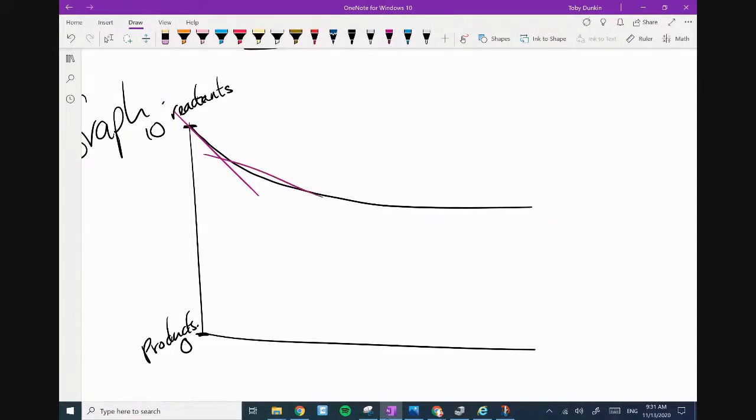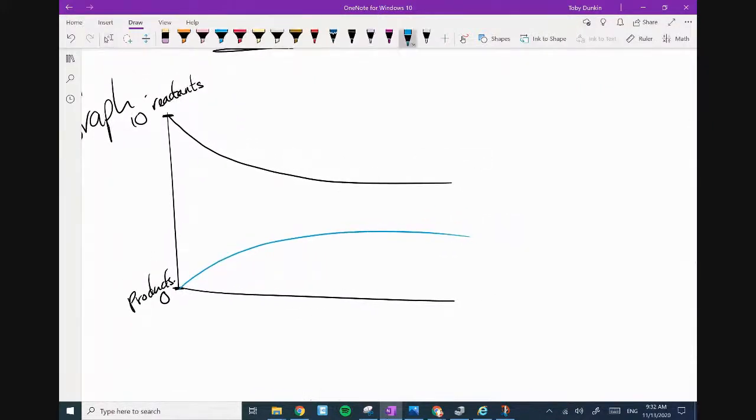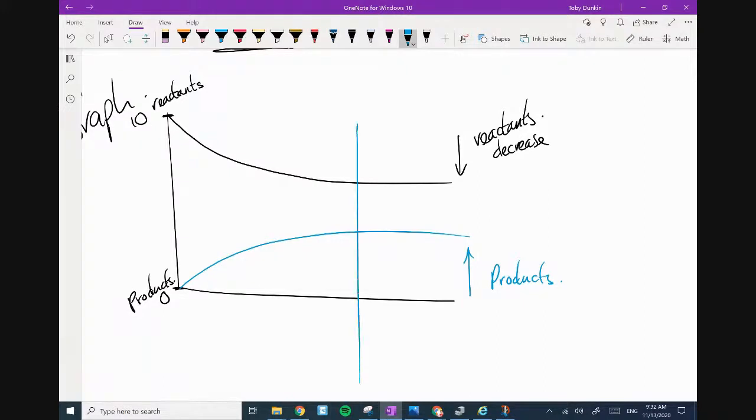But the thing is, we now know in equilibrium, the reaction never actually stops. There we go. So this is our equilibrium. What's happened is the reactants have decreased. Reactants dropped. Reactants decreased, and the product increased. Product increased. But then it stops.